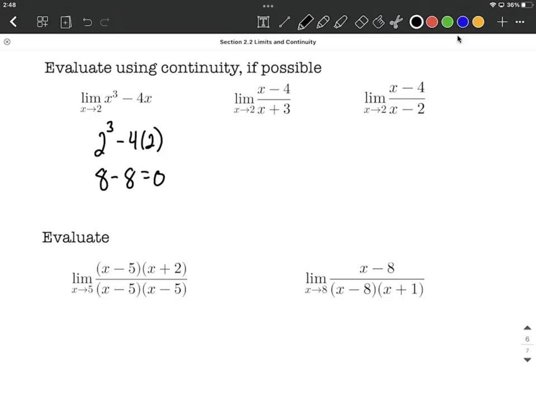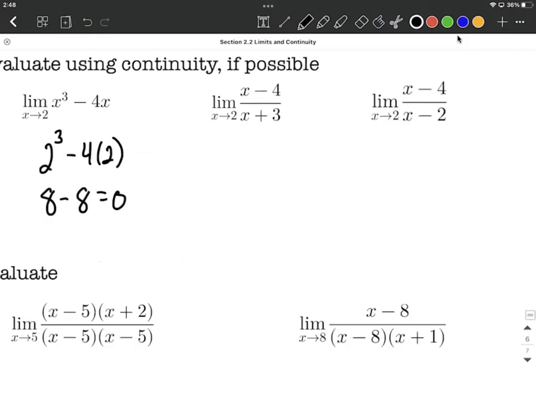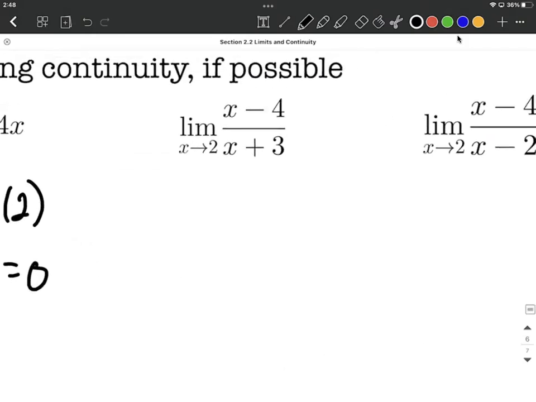Similarly, on the next one, even though it's a rational function, it's okay to first start out by simply trying to evaluate when we plug in that value where our x values are approaching. So in this case, we'd get 2 replacing each one of the x's, and this works out to be negative 2 over 5. All right, so that limit does exist, and it's going to be negative 2/5.